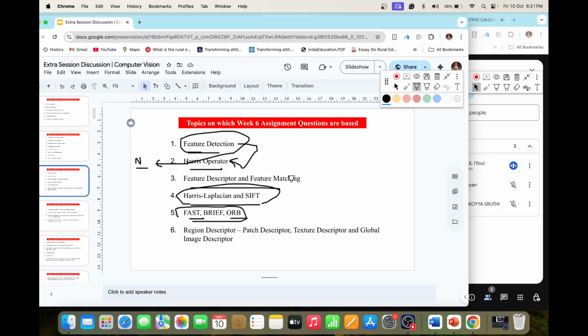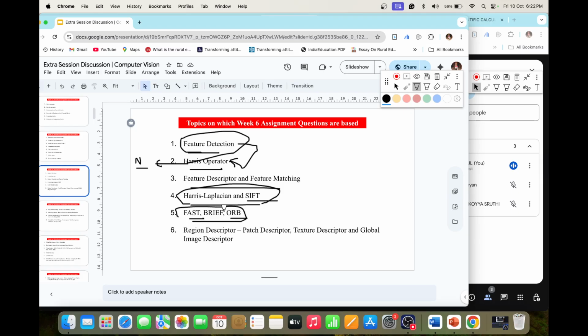First I have discussed the algorithm. I have also given the comparison, like what is the comparison between Harris, Laplacian and SIFT, then what is the comparison between these three: FAST, BRIEF and ORB. So you can just check, and wherever required I have also given you the examples, so to clear your concept you can see the examples also.